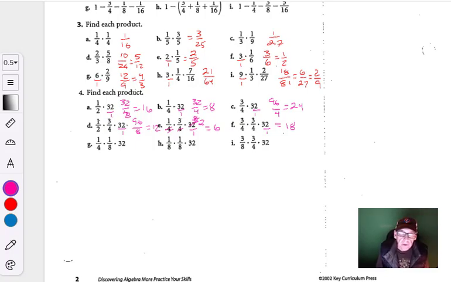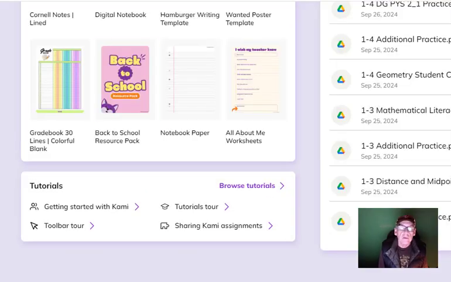4 times 8 is 32. So we end up with 32 over 32, which is the same thing as 1. Here we have 8 times 8 is 64, so we got 32 over 64, which is the same thing as a half. So we get a half for that one, for h. For I, 8 times 4 is 32. Got a 32 in the numerator, so the 8 and the 4 are going to cross-cancel out with the 32, and that's only going to leave me with a 9. Okay, let's go on to the next page.